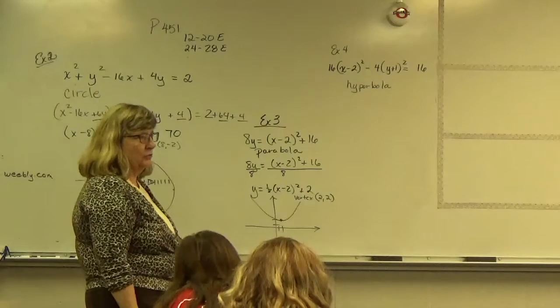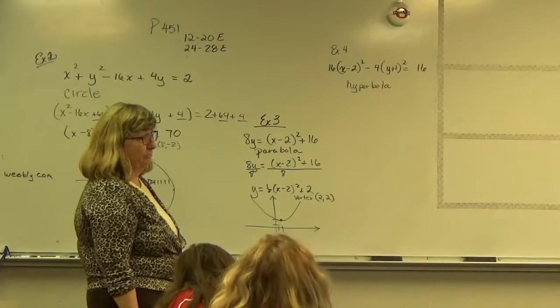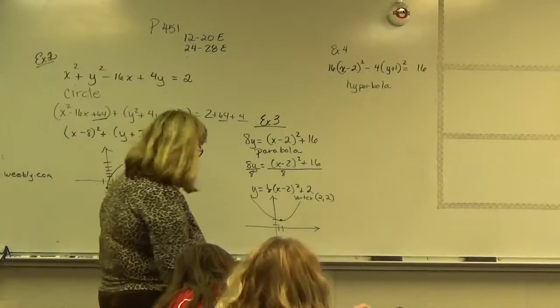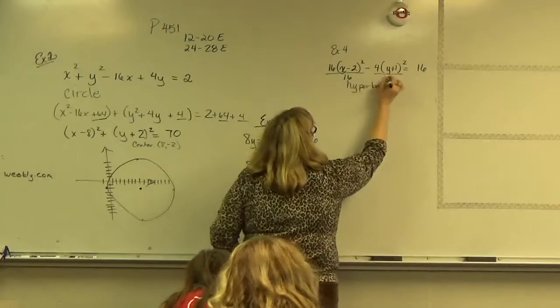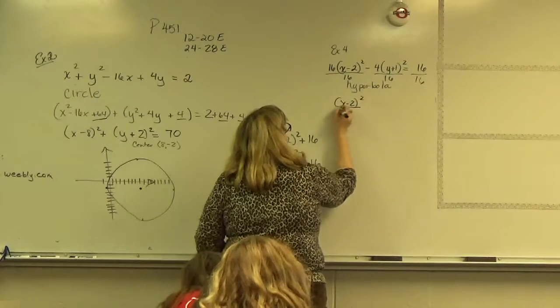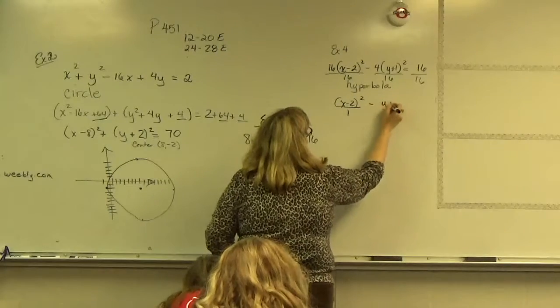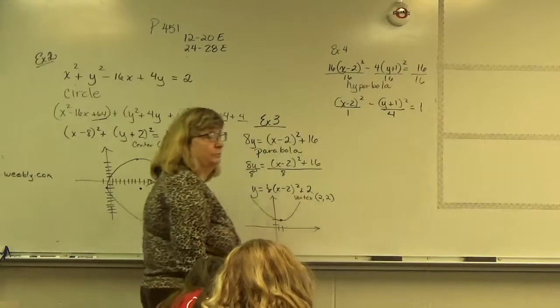Nathan, is it in correct general form? No. Why not? We need the constant on the right side to be 1. That is correct, so we want to divide everything by 16. So it's (x − 2) quantity squared over 1 minus (y + 1) quantity squared over 4 equals 1.